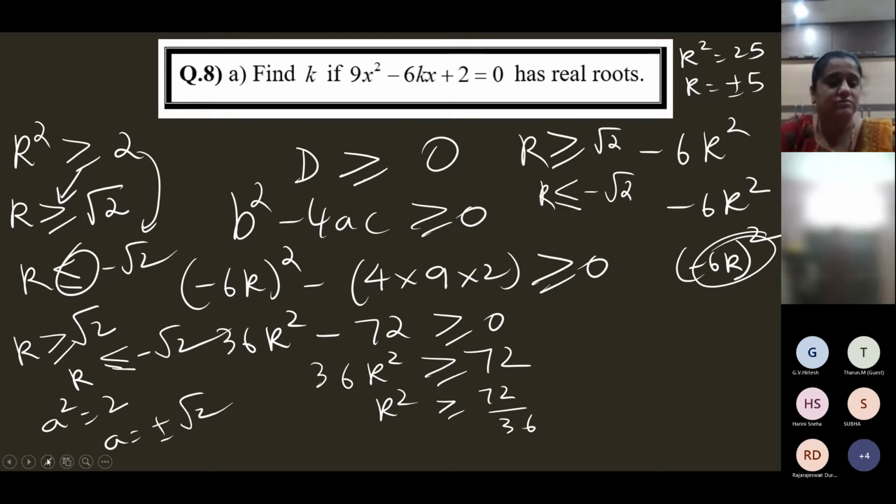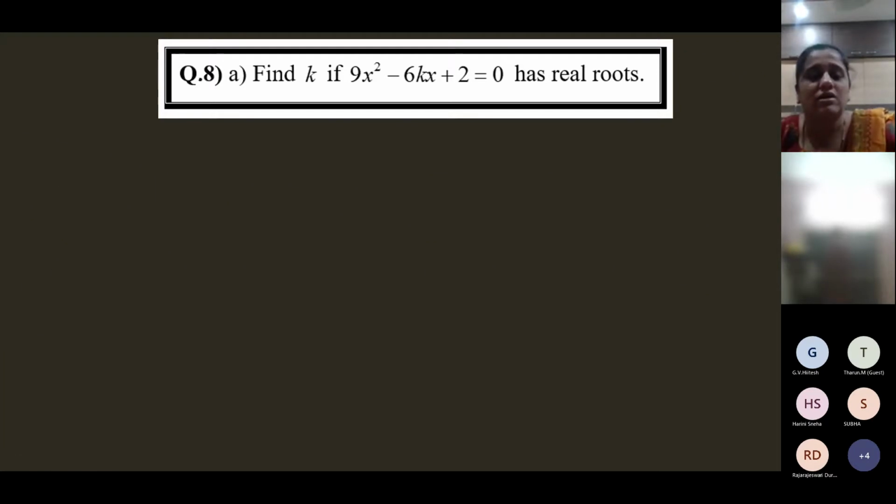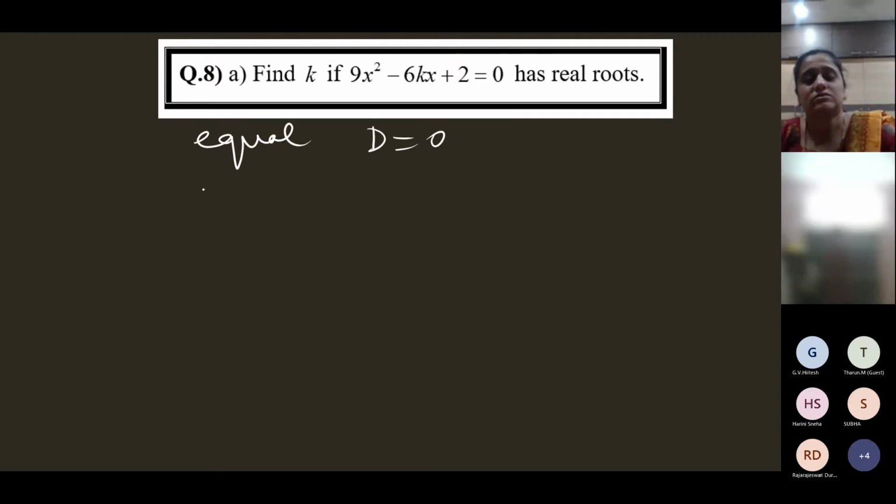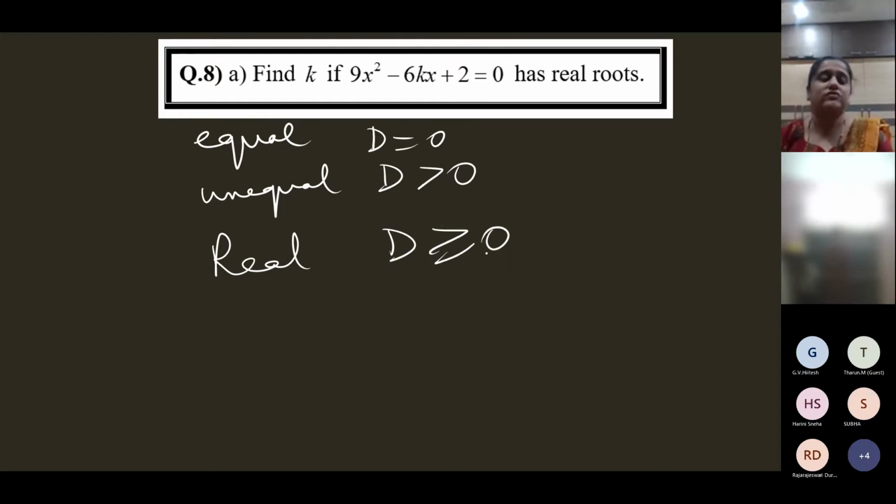I'll just work it again. Pranav, what is the condition for equal roots? Meera, what's the condition for equal roots? Ma'am, D is equal to 0, real and equal. Okay. Shubha, what's the condition for unequal roots? D is greater than 0. And Shubha, what's the condition for real roots? D is greater than or equal to 0. Very good. Okay. I'll quickly work this.